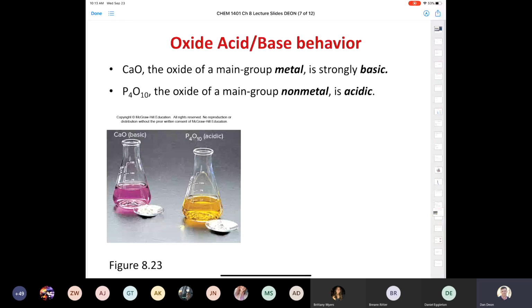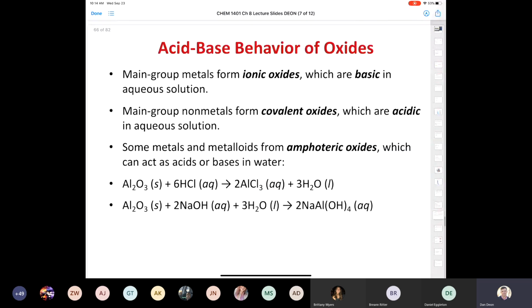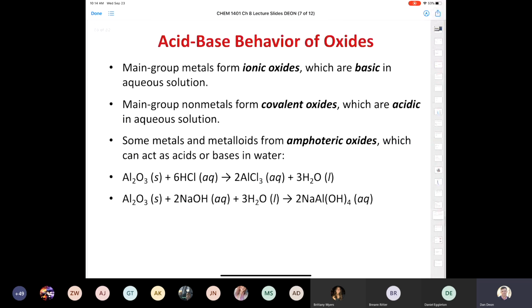Now, calcium is a metal, right? So since this is the oxide of a main group metal, if you put that in water, it's going to be basic. It makes a basic solution. If you take the oxide of a non-metal and you put it in solution, it makes an acidic solution. If you're wondering why these are different colors, it's because there are indicators in here to show whether these are acidic or basic solutions. But really, there's nothing more than that because the book goes into some specific examples, but not a ton of general rules.